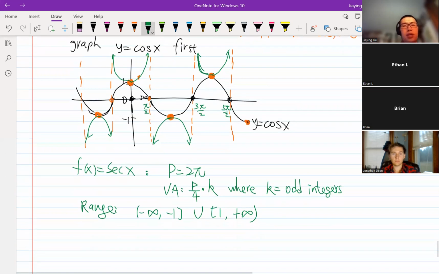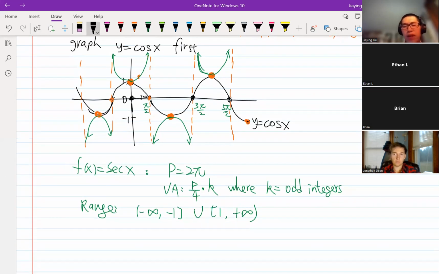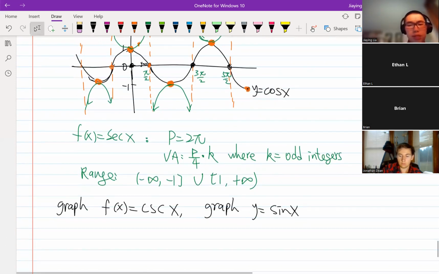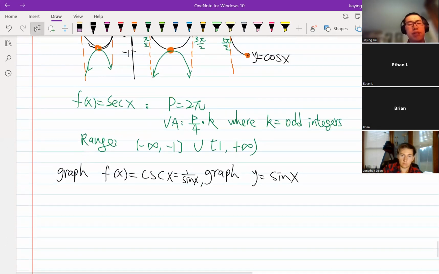So that's a secant. Let me quickly graph cosecant. It's just really the same way to graph cosecant. We graph sine first. To graph f of x equals cosecant x, what we do is we graph y equals sine x first, because cosecant x is equal to 1 over sine x. So we're going to graph sine x and then find the reciprocal.